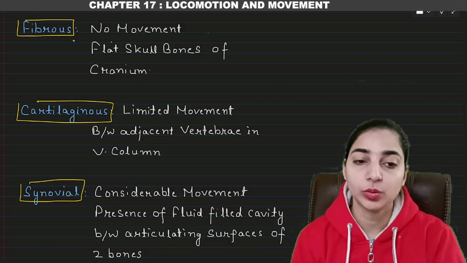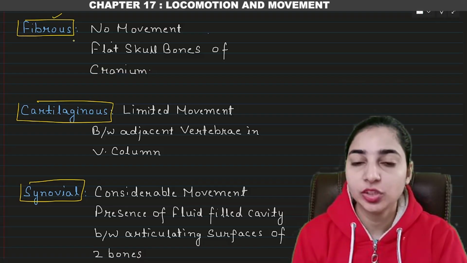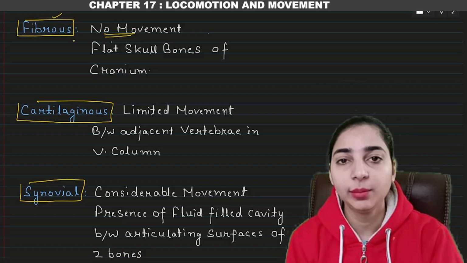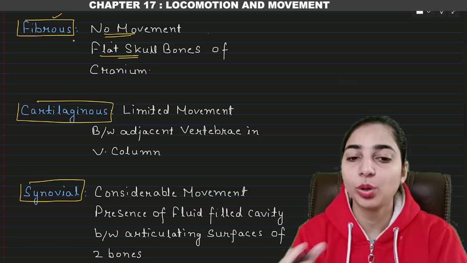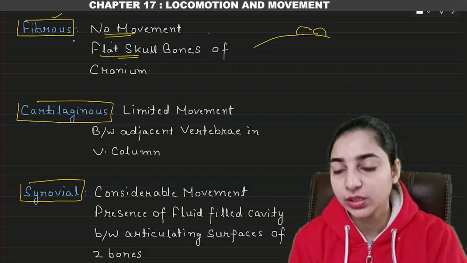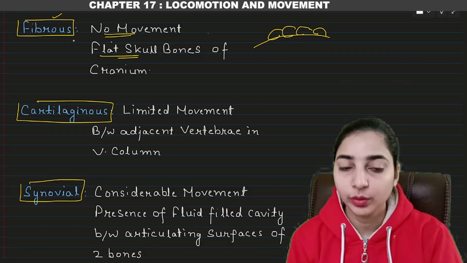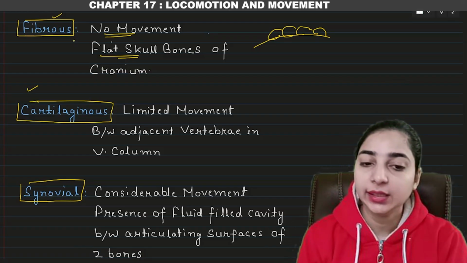So the first one, that is the fibrous joints, are the joints which do not allow any movement. So no movement is allowed by the fibrous joints. These are present in the flat skull bones of the cranium. So suppose this is the cranium, it consists of the flat bones. These are attached so tightly that they do not allow any movement.